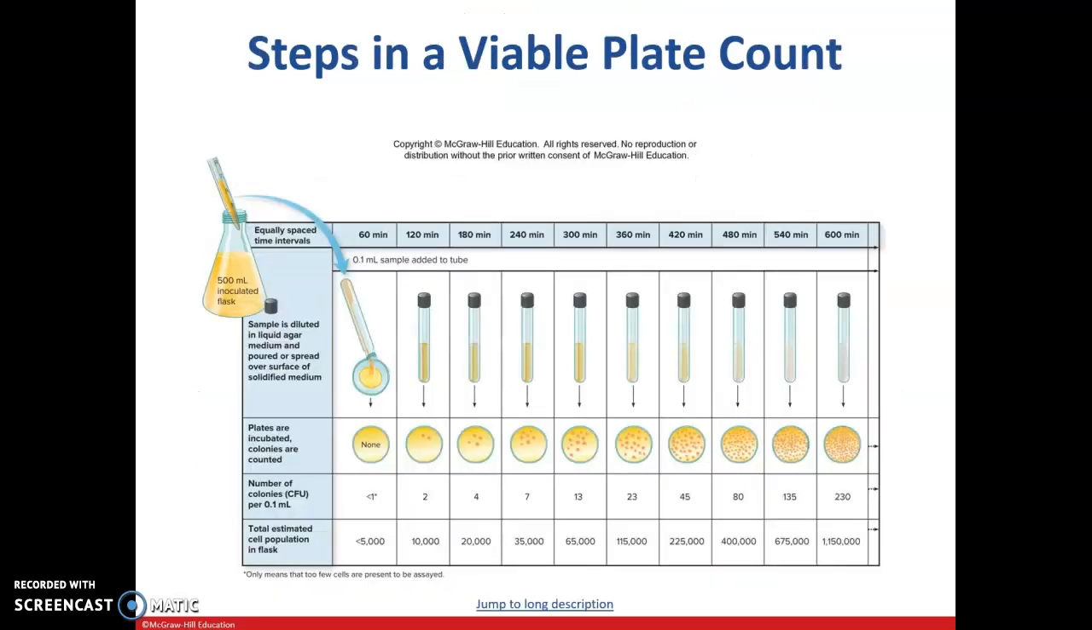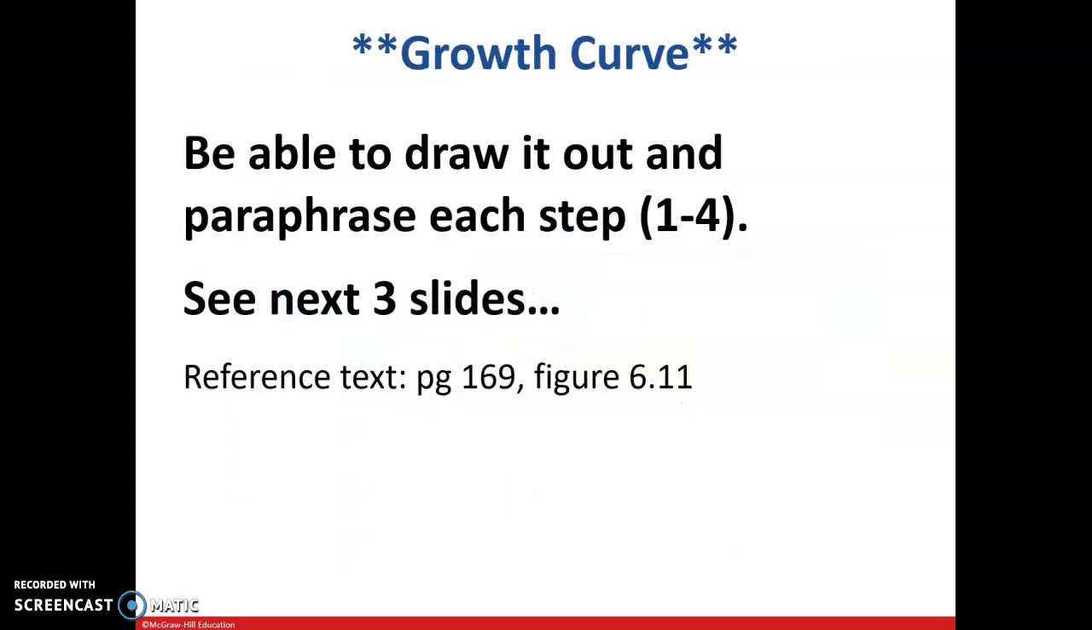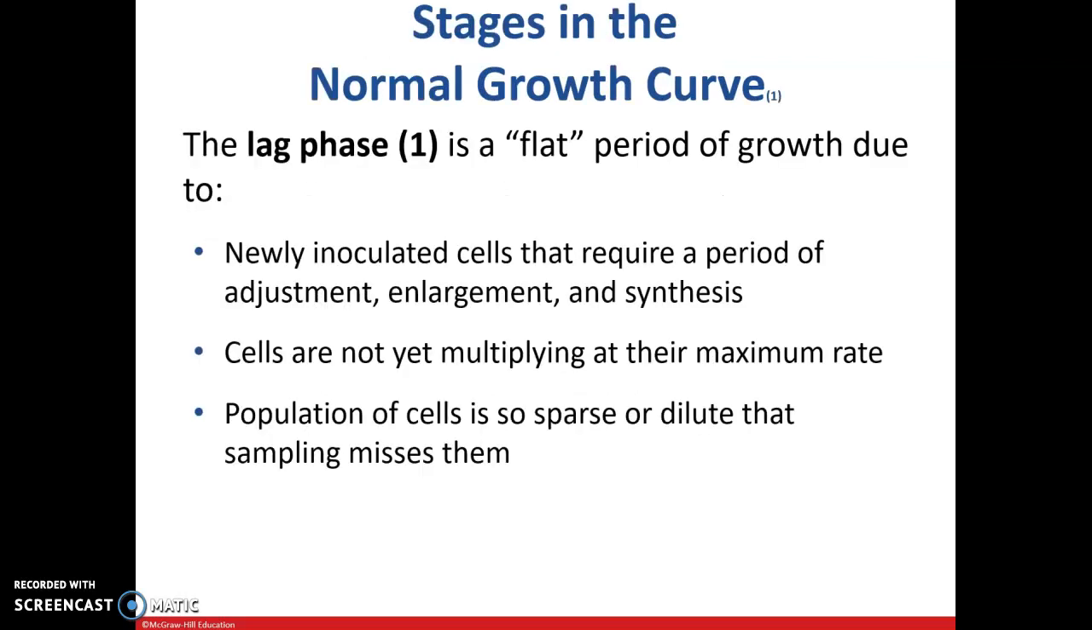Alright, so there are steps in the viable plate count. This is exactly what I just described. So be able to draw it out and paraphrase each step in the next 3 slides. I believe this is on page 169, figure 6.11, as far as the growth curve coming up here.